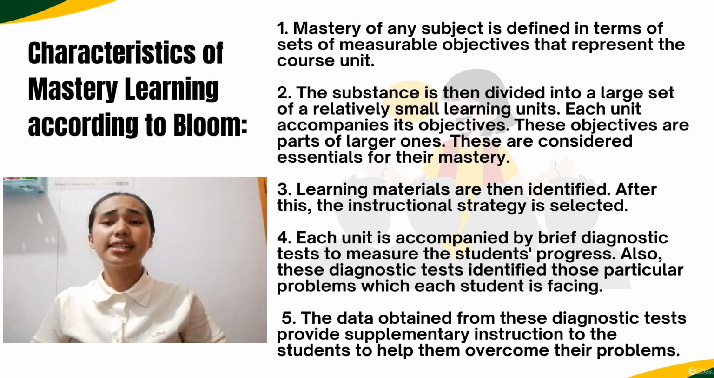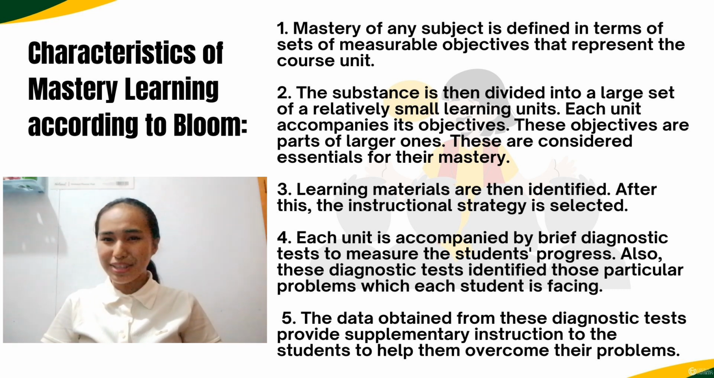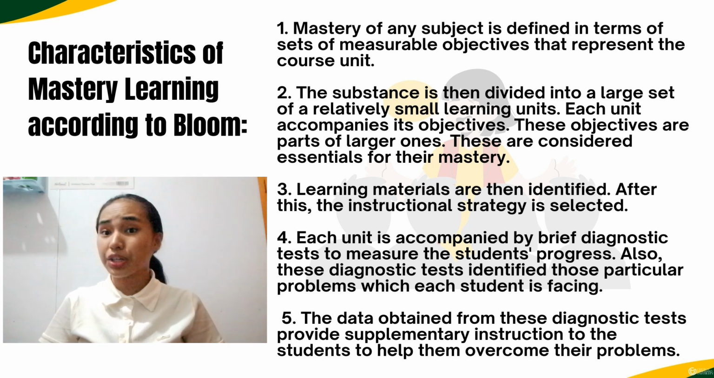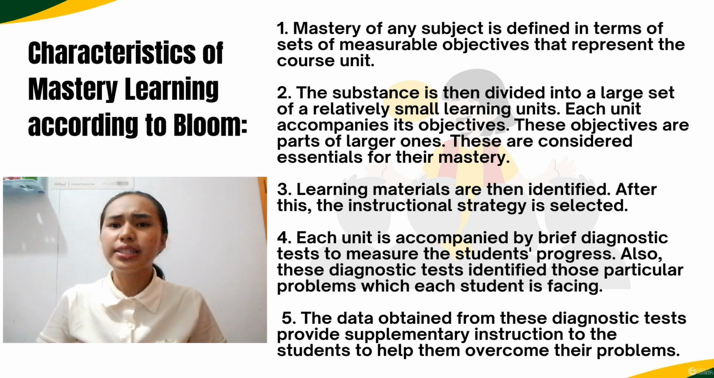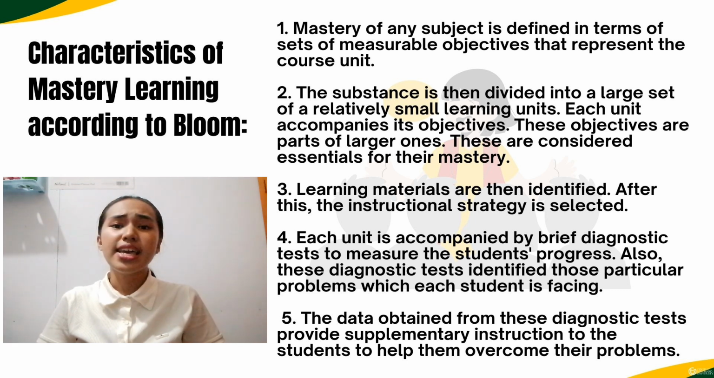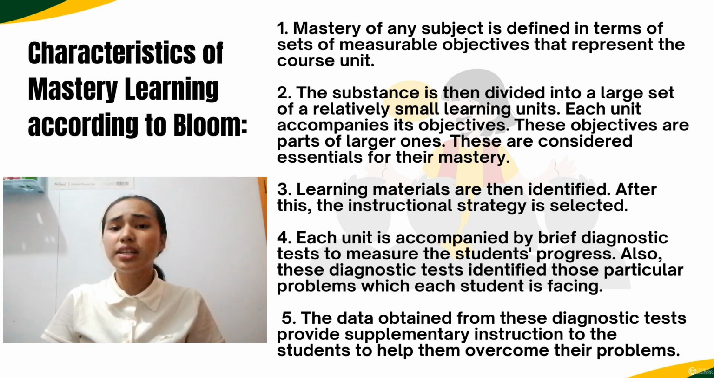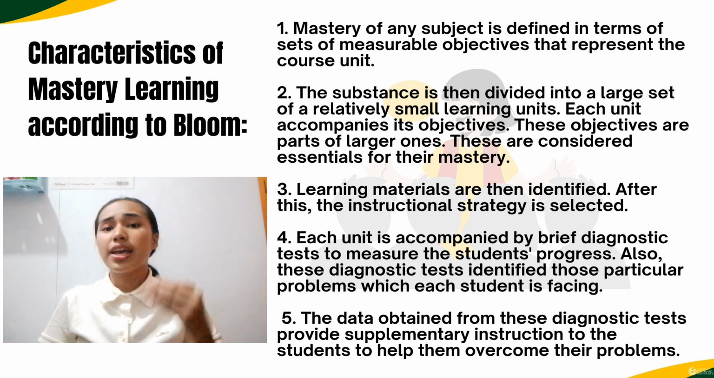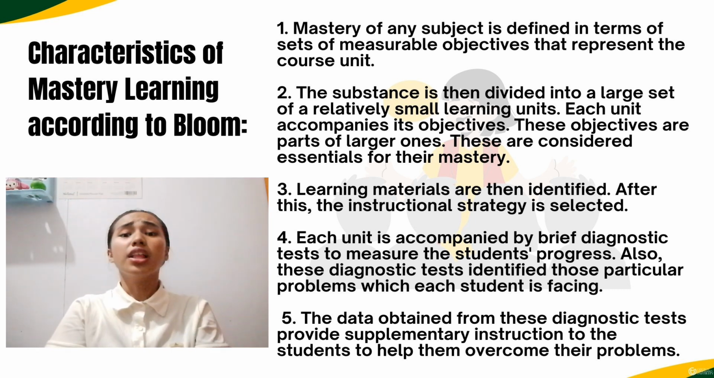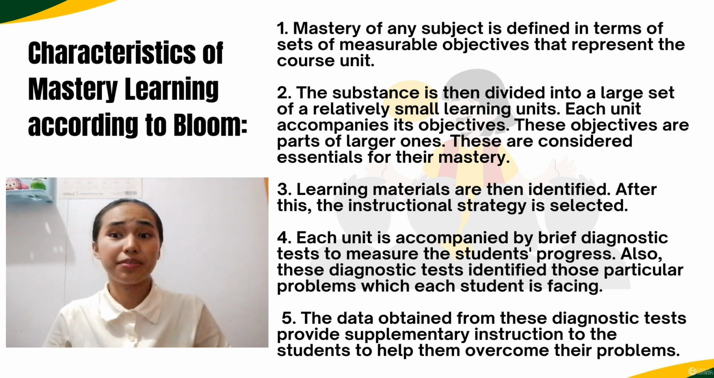Second, the substance is divided into a large set of relatively small learning units. Each unit accompanies its objectives, and these objectives are parts of larger ones. These are considered essential for their mastery. So, the content is broken down into smaller learning units, each with its own objectives that contribute to broader goals essential for mastery. Third, learning materials are then identified.